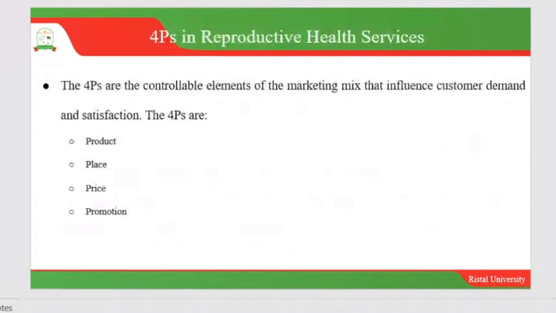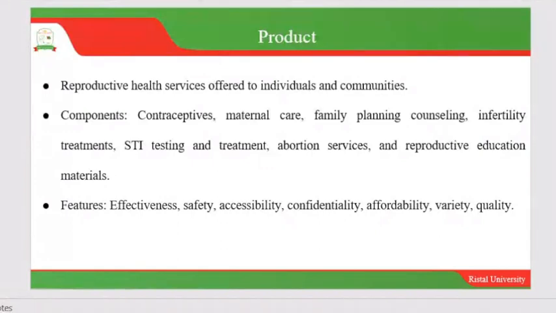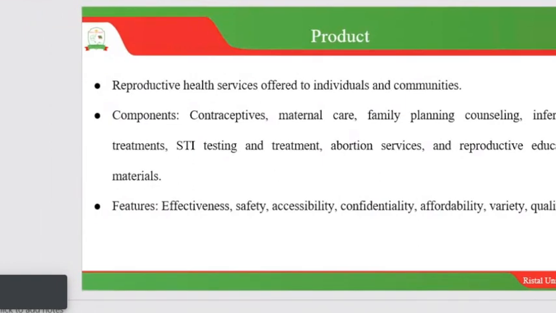So when you're discussing the 4 Ps in reproductive health services, we are discussing an aspect of a marketing mix where the 4 Ps reflect the product, the place, the price, and promotion. So when you're discussing a product in the aspect of the 4 Ps, it means that when you're offering reproductive health services to individuals and communities, the components, the contraceptives, the maternal care, the family planning, counseling, infertility treatments, are the product that you're offering.